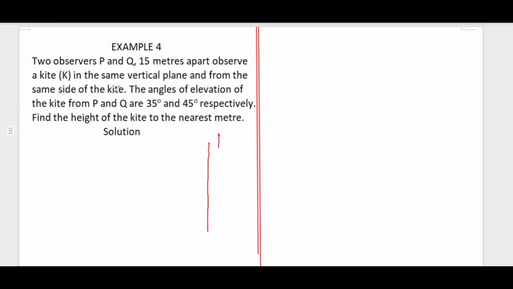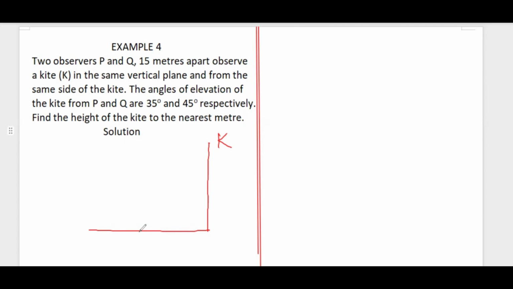This is the top K here. But the angle they use this time around means they are at a lower level from where K is located. Now, the two observers are P and Q, and they are 15 meters apart. The thing is, if two observers view this one, which one will have the larger angle?